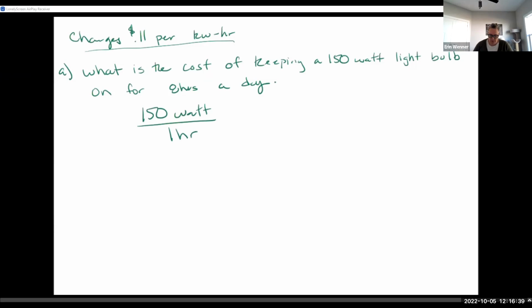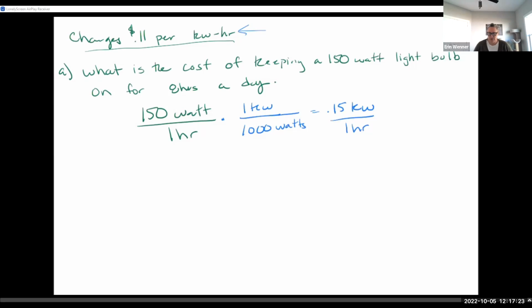So for this first bulb, we need to convert it from watts to kilowatts to be able to use the price that they give us. So we're going to multiply this as 1 kilowatt over 1,000 watts. The reason we have 1,000 watts is, remember, kilo means 1,000, so 1 kilowatt is 1,000 watts. Multiplying this through, we end up with 0.15 kilowatts in 1 hour. So that's how many kilowatts that bulb uses to stay on for an hour.